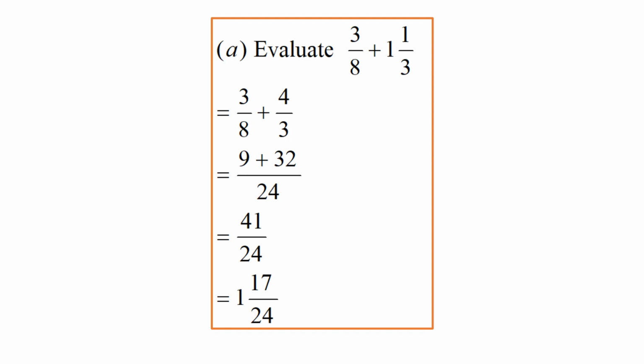Next, we convert 4/3. 4/3 multiplied by 8/8 is equal to 32/24. Now we can add the two fractions. 9/24 plus 32/24 is equal to 41/24. Finally, we can express 41/24 as a mixed number, 1 17/24.